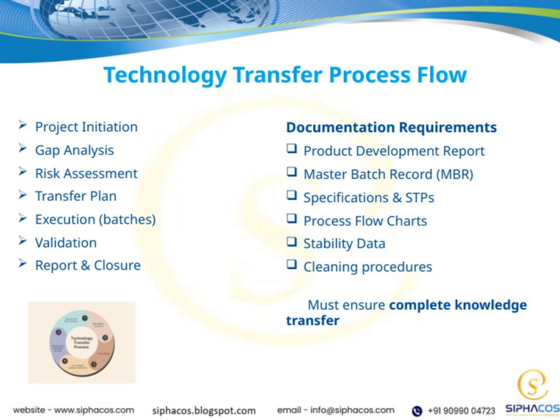All of these documents are vital because they facilitate complete knowledge transfer, which is the cornerstone of a smooth technology transfer. Moving on to the technology transfer process flow, it begins with project initiation, where objectives are set and teams are aligned. Next comes gap analysis, identifying any differences between the originating and receiving sites. Risk assessment then evaluates potential issues that could impact quality or timelines. The transfer plan outlines the strategy and milestones for the transfer process. Execution involves running batches to validate the process, followed by validation to confirm that the process consistently produces the desired quality. Finally, the report and closure document summarizes the process and officially concludes the transfer.